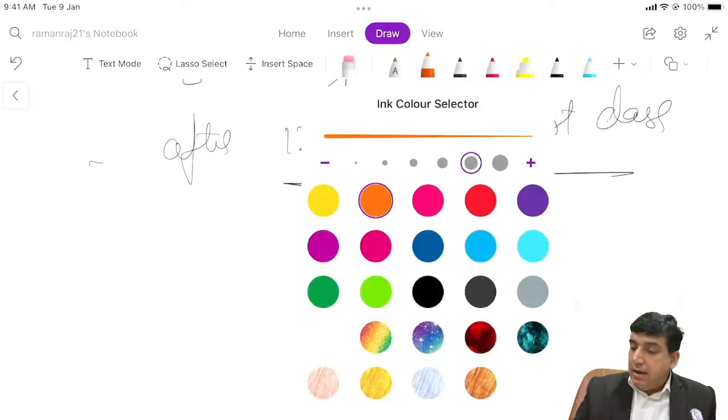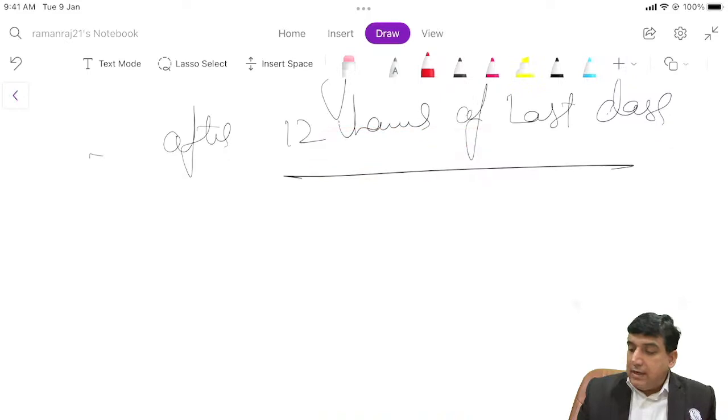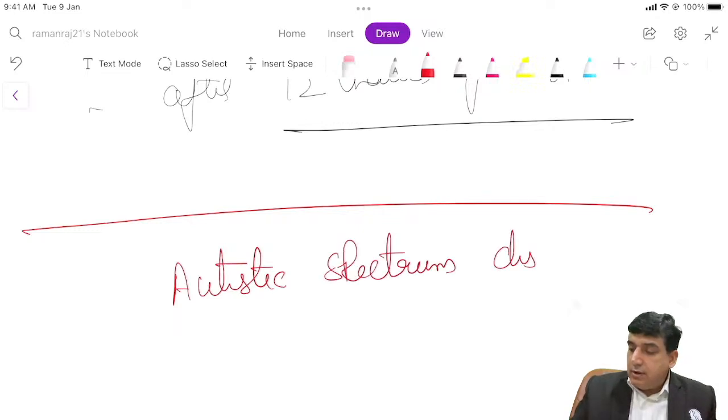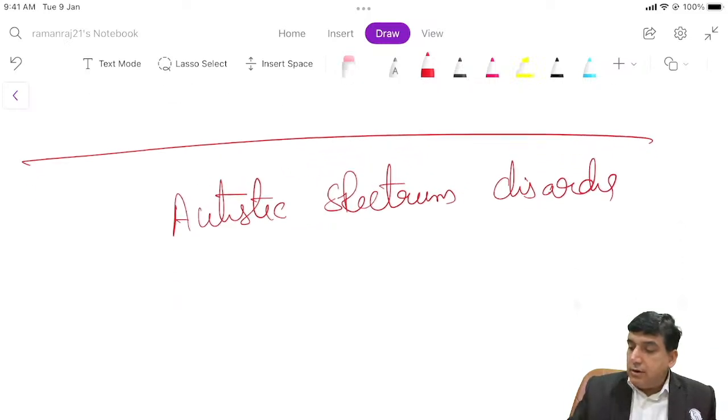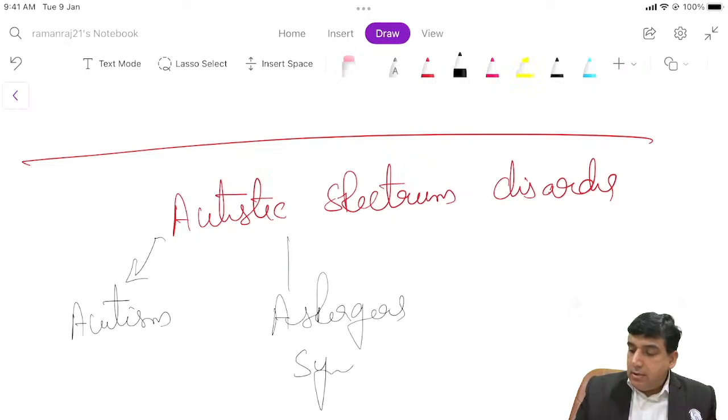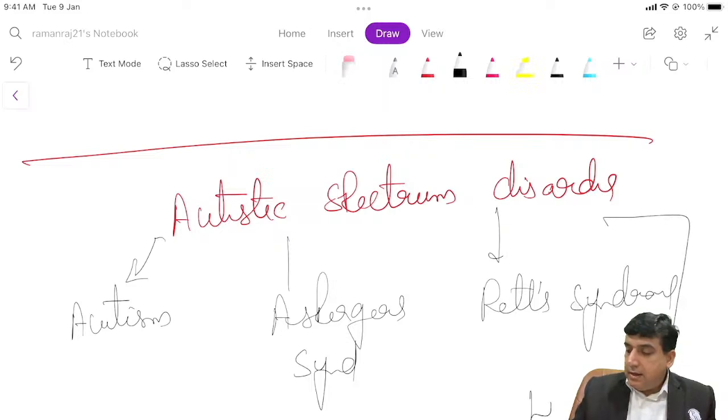So what is Rett syndrome? Before we were calling it autism, now we call it autistic spectrum disorder. In autistic spectrum disorder, we have autism, we have Asperger's syndrome, we have Rett's syndrome, and we have Heller's syndrome.